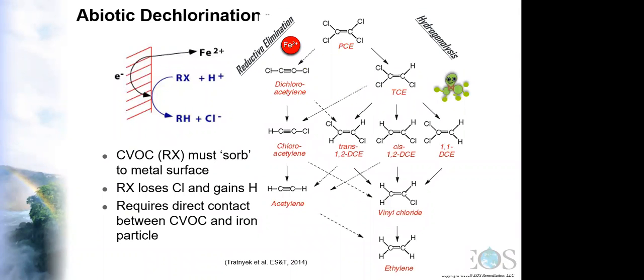And so here's the full breakdown pathway. You can see we have reductive elimination on the left-hand side, and we have hydrogenolysis on the right-hand side, or just regular biological degradation. And again, this is a surface-mediated process. For reductive elimination to occur, the iron particle and the solvent must come into direct contact.